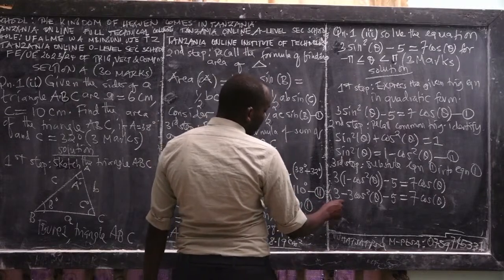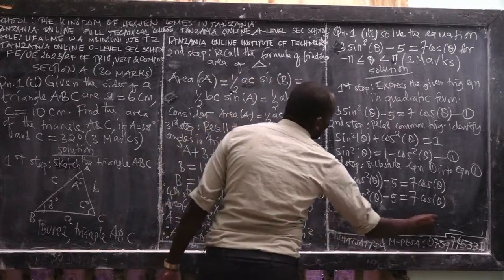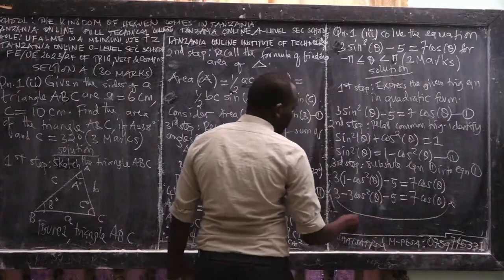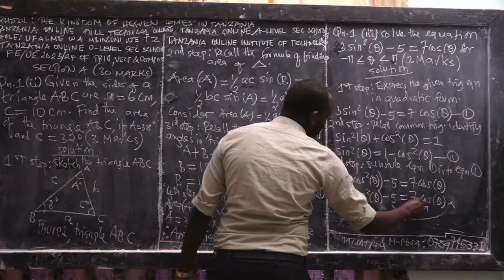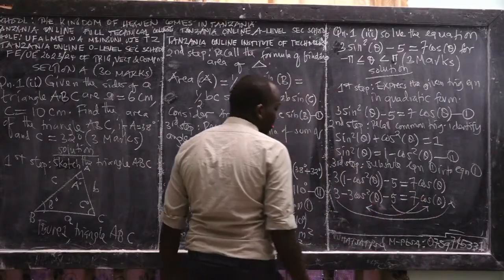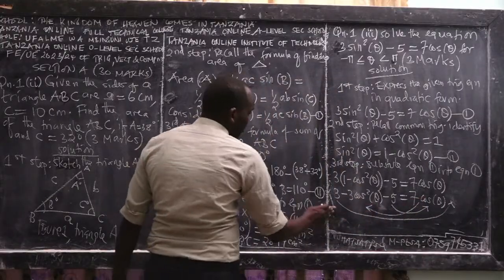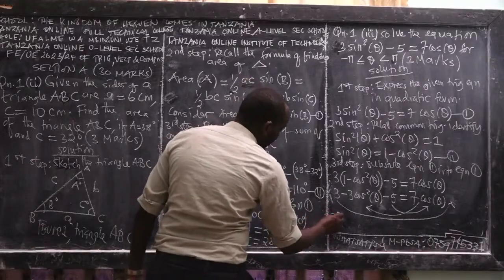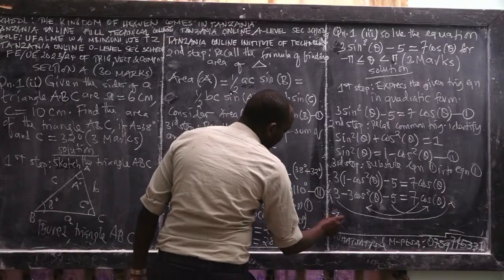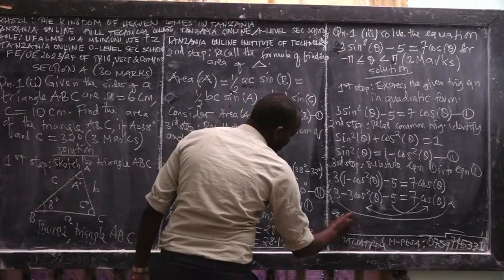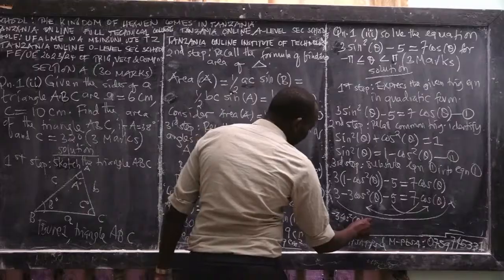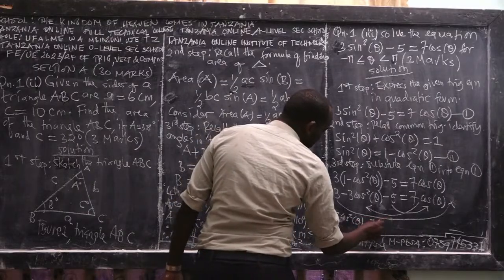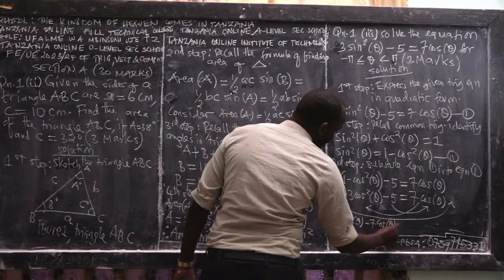So this one, the 3 we have to bring on this side, and also this -5 we have to bring on this side. While this 7 cos theta we have to bring on this side. Kwa hiyo sasa we are going to have what? -3. We're going to have -3 cos square theta. Then minus 7 cos of angle theta.